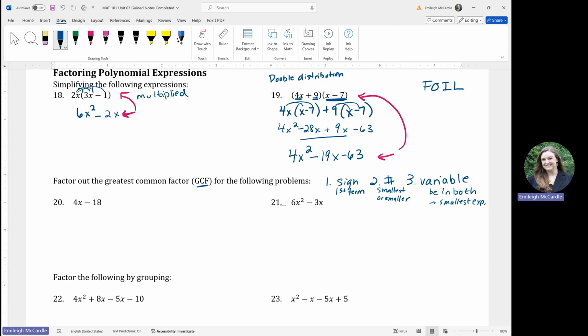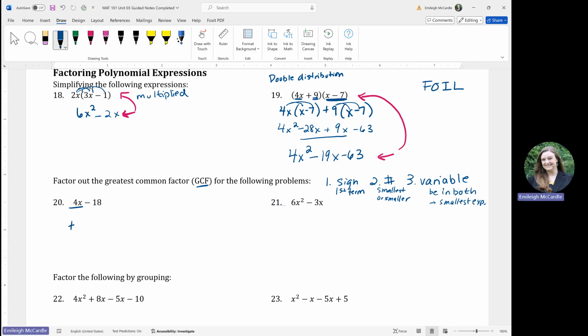So there are three parts. The first one is the sign. We're looking to the first term to determine the sign. So the sign of the first term is positive. Our GCF is positive. You don't have to always write it, but for this time, I'm just doing it for effect. Number two, the number.